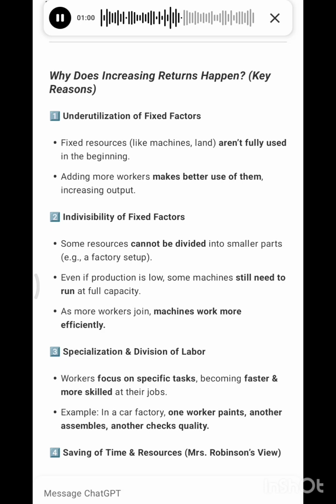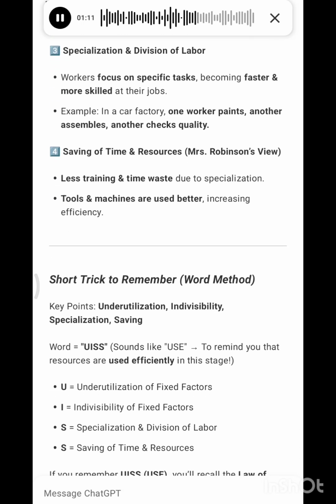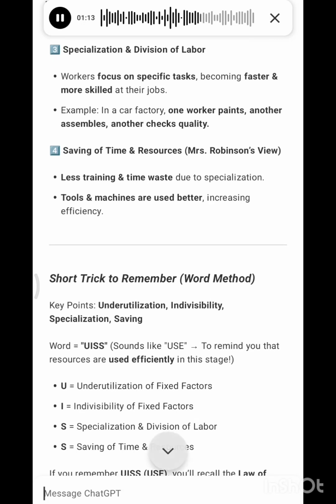3. Specialization and division of labor. Workers focus on specific tasks, becoming faster and more skilled at their jobs. Example: in a car factory, one worker paints, another assembles, another checks quality.